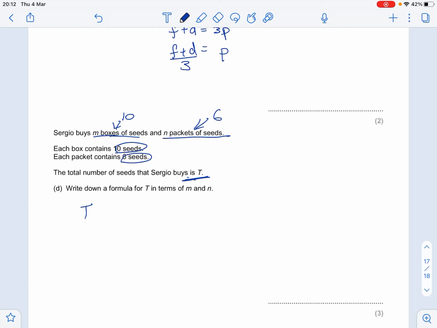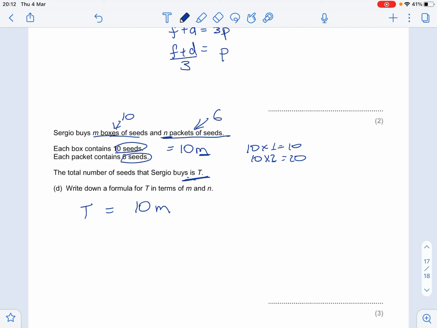So we want to write a formula. In the boxes, it will be a multiple of 10, so it will be 10m. If we buy one box, it will be 10 times 1, which is 10 seeds. If we get 2 boxes of seeds, it will be 10 times 2, so we get 20 seeds. This m represents the boxes. So it equals 10m.